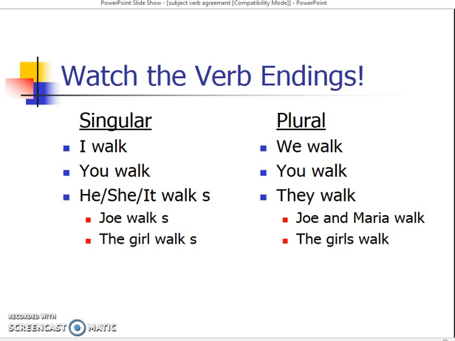I walk, you walk, he, she, it walks. We walk, you walk, they walk, Joe and Maria walk, the girls walk. Now notice that it doesn't always work to take away the S. When you use I, you don't have S on the end of walk, even though I is singular and walk is supposed to be singular. You also always takes the plural.